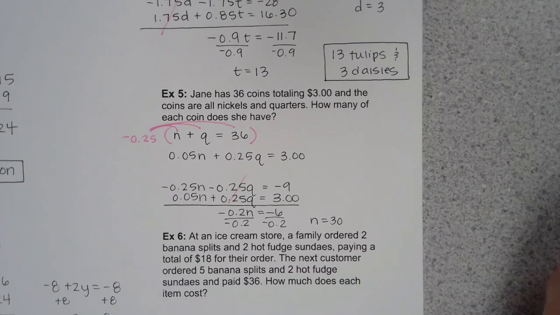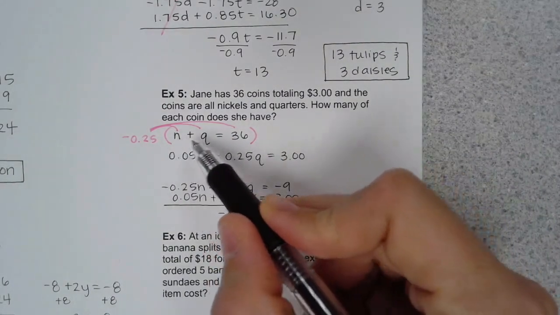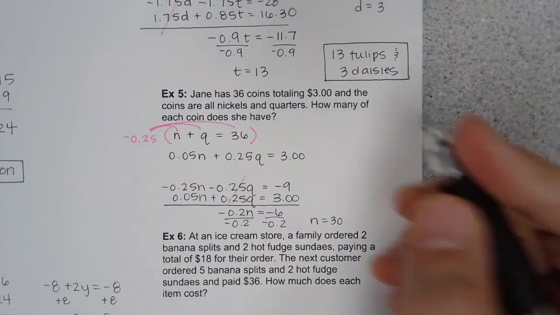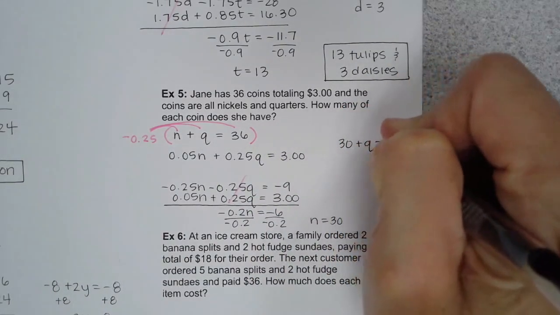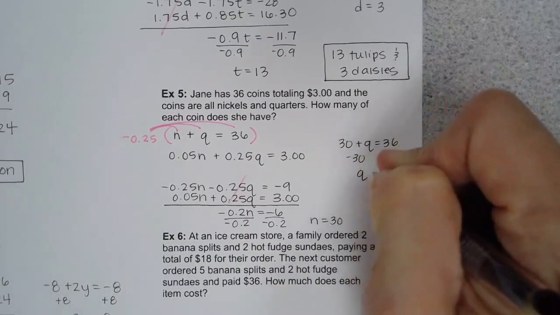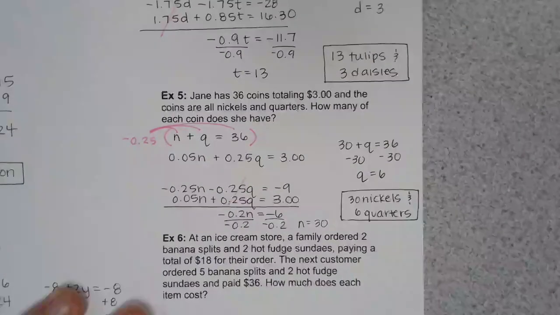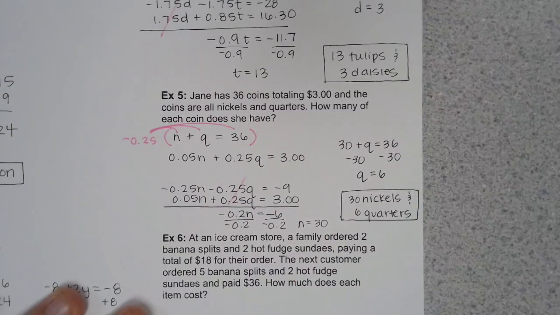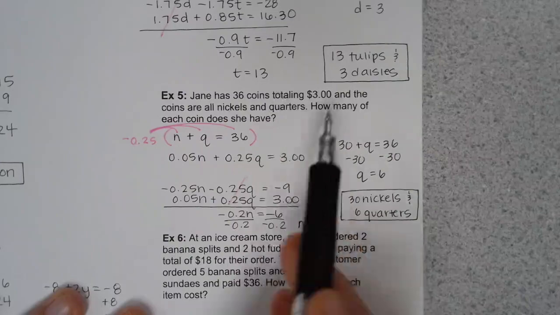Now I need to go back and figure out how many quarters that means she has. And so again, to find that, I'm going to plug it into this first equation because the numbers are so straightforward. So 30 gets plugged in for n, plus q is equal to 36. Subtract the 30 from both sides. And so q equals 6 is the other answer to the question. Remember, with word problems, it's best to write your answer in words. And so for this example, she would have 30 nickels and she would have 6 quarters if she had 36 coins and $3.